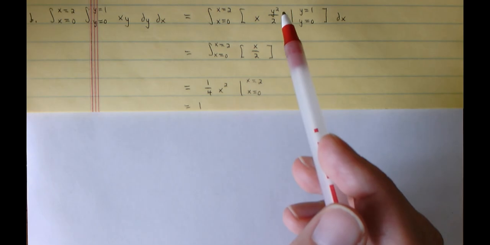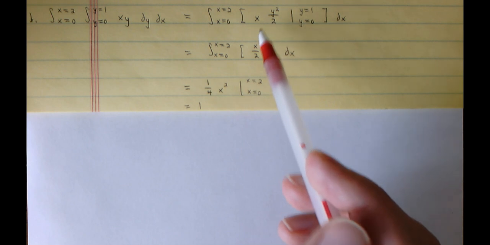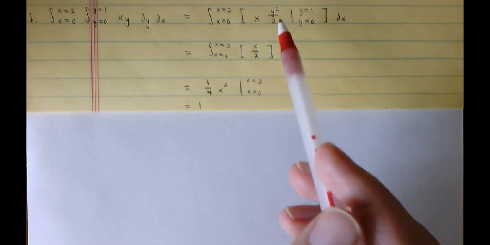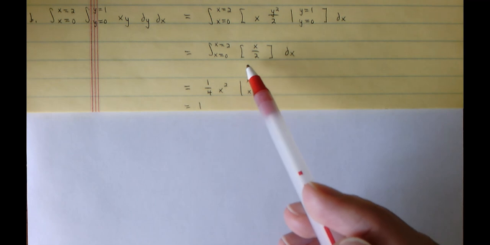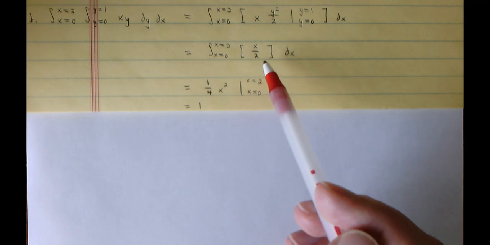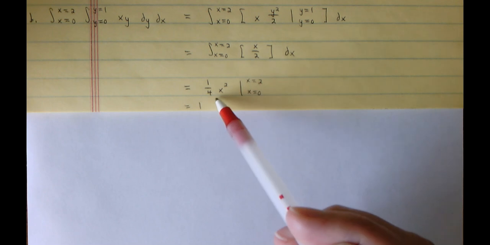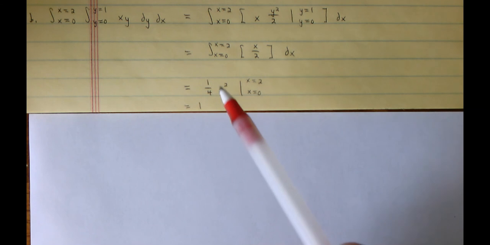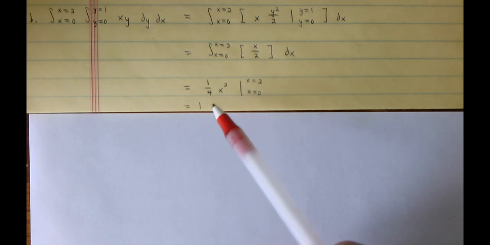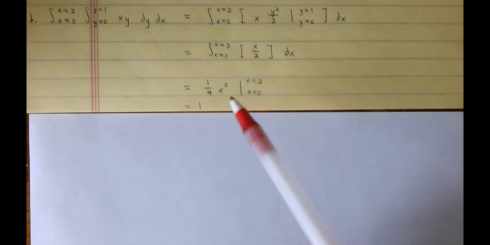That gives us 1 squared over 2 times x, or x over 2, minus 0 squared over 2 times x, which is just 0. So we're left with this. Notice there aren't any y's anymore in our integrand, and we'll just integrate with respect to x here to get 1/4 x squared evaluated from x equals 0 to x equals 2. So this gives us 1/4 times 2 squared, or 1, minus 1/4 times 0 squared, which is 0.